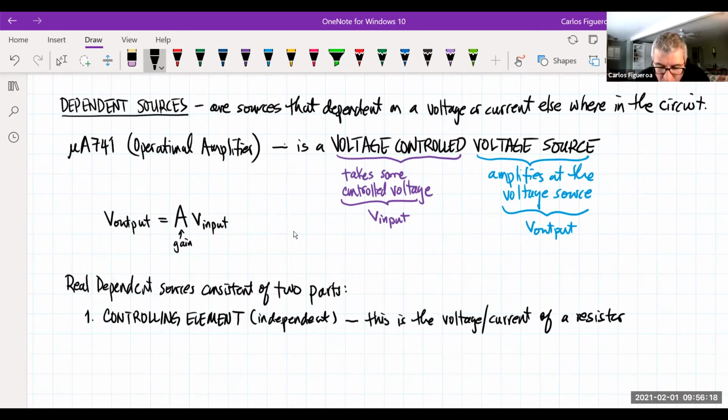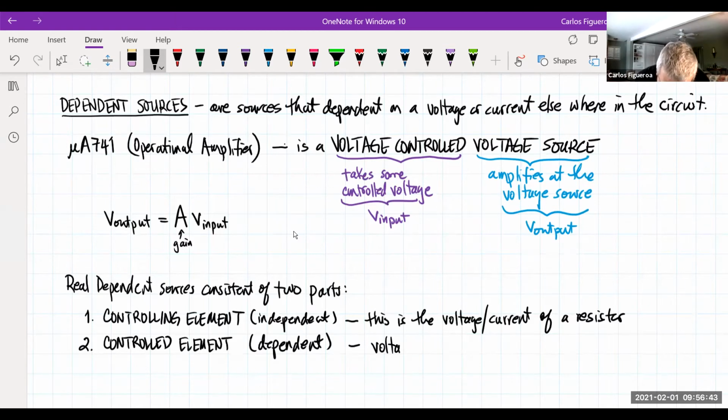And then later on, we'll bring in more complicated things. And then the second piece here is that this is the controlled element. So this is the dependent piece. And this dependent piece is in the voltage or current source.